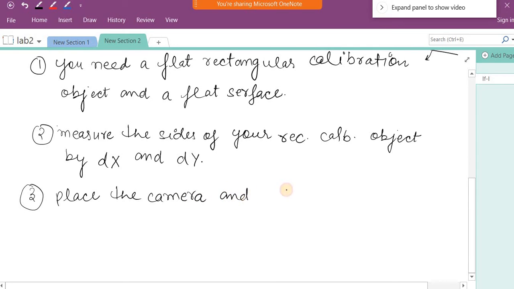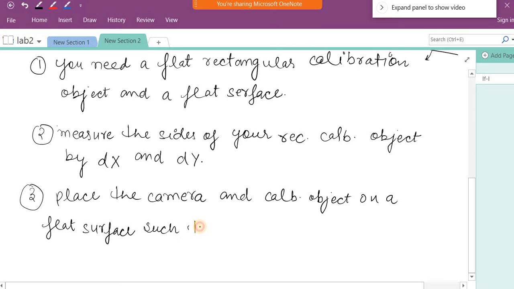So place the camera and calibration object on a flat surface, such that these two things must be parallel to each other.